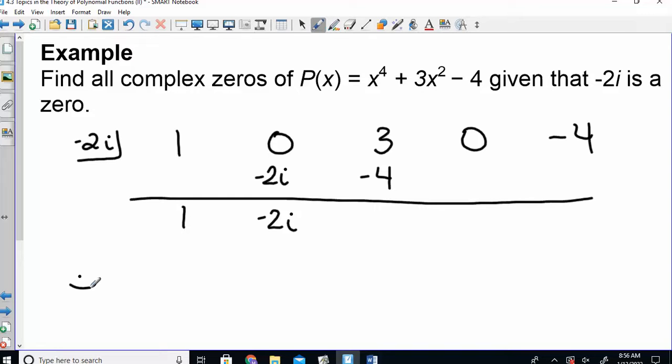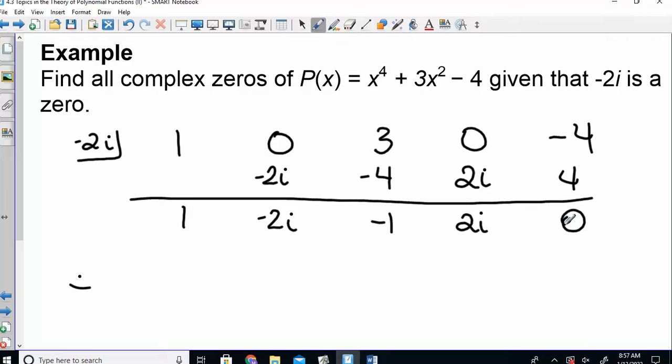So 3 plus negative 4 is negative 1. Negative 1 times negative 2i is positive 2i. 0 plus 2i. Okay. 2i times negative 2i is negative 4i squared. Since i squared is negative 1, that's negative 4 times negative 1, which is positive 4, and we get 0.